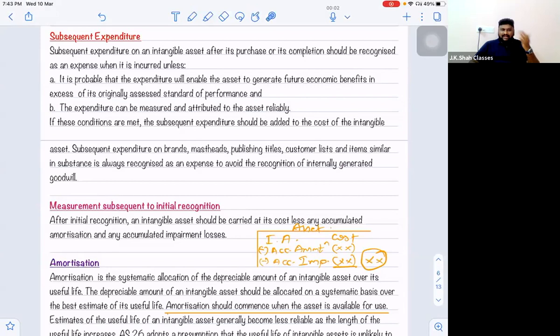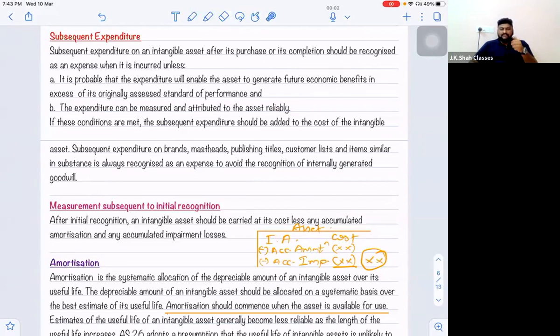So if you are incurring any subsequent expenditure on any of your intangible assets, and it helps you to earn more as compared to what you are earning currently, plus the cost that you have incurred can be measured reliably, then in such cases the subsequent expenditure can be capitalized to the cost of the asset, or else please debit it to the profit and loss account.